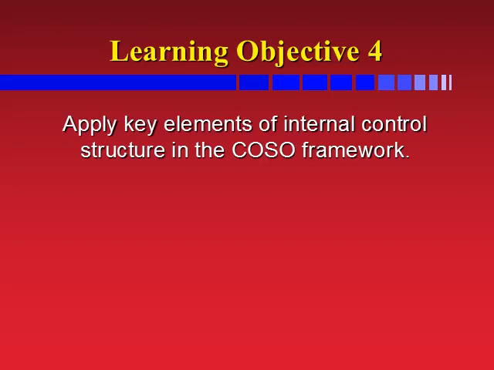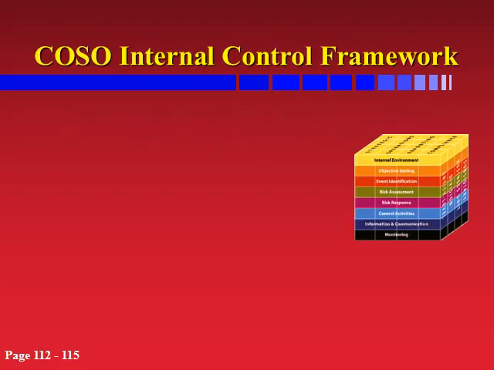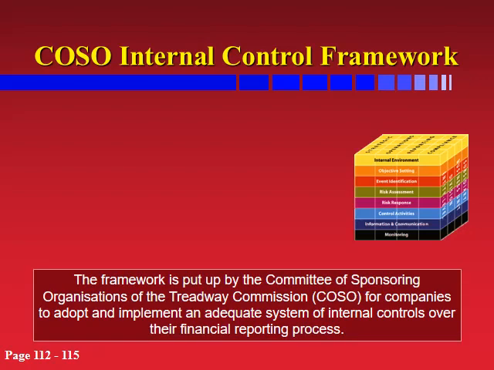Now let's move on to the key elements of the internal control structure in the COSO framework. Let's look at the internal control shield that organizations adopt to protect themselves from undesirable events. It is called the COSO Internal Control Framework. COSO stands for the Committee of Sponsoring Organizations of the Treadway Commission, and the framework is put forward by the committee for companies to adopt and implement an adequate system of internal controls over their financial reporting processes.